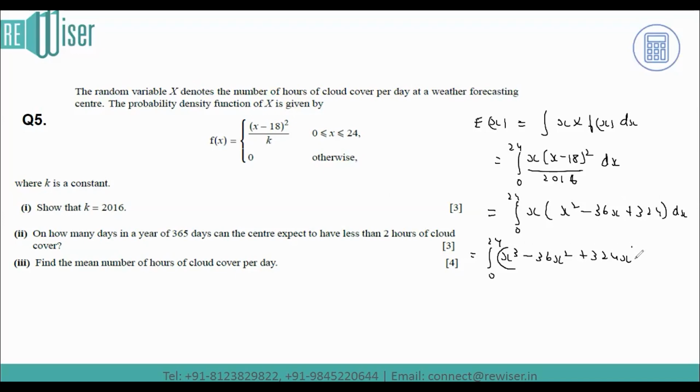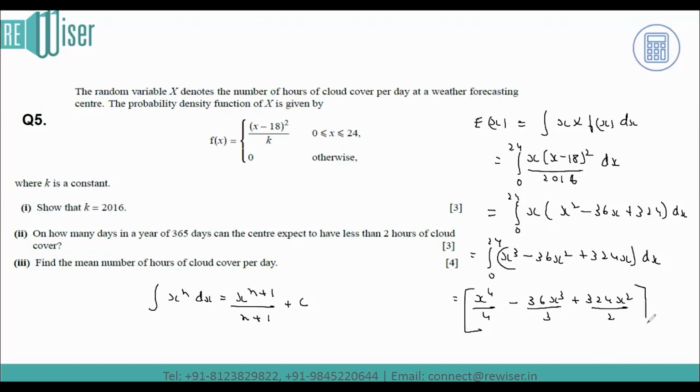324x dx. To integrate this, we'll use our power rule formula: the integral of x to the power n dx is x to the power n plus 1 by n plus 1 plus the integral constant c. That means it becomes x to the power 4 by 4 minus 36 x cubed by 3 plus 324 x squared by 2, and it will range from 0 to 24. The upper limit will be 24 and the lower limit will be 0.